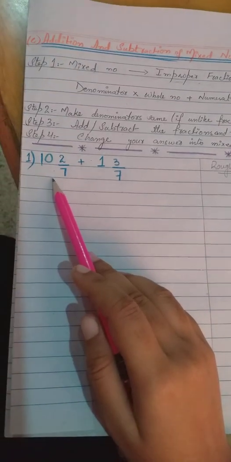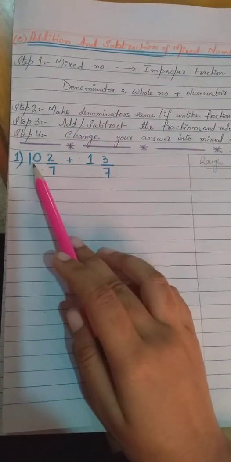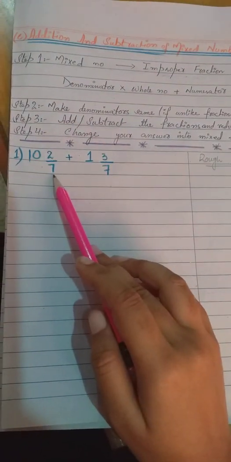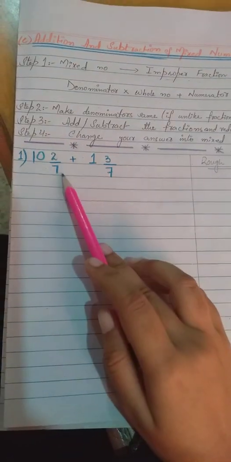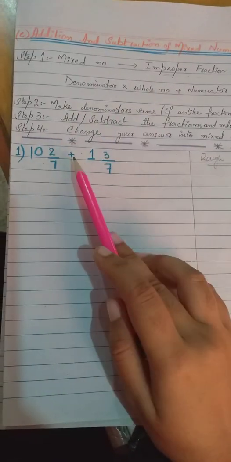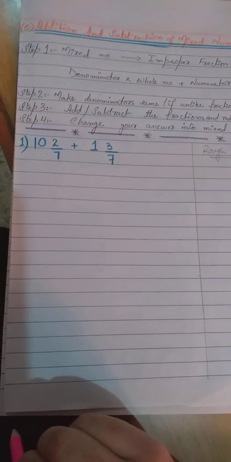In example number 1, you are given 10 whole 2 upon 7 plus 1 whole 3 upon 7. Two mixed numbers are given, and in between you can see the sign of addition. It means you have to add these two mixed numbers.